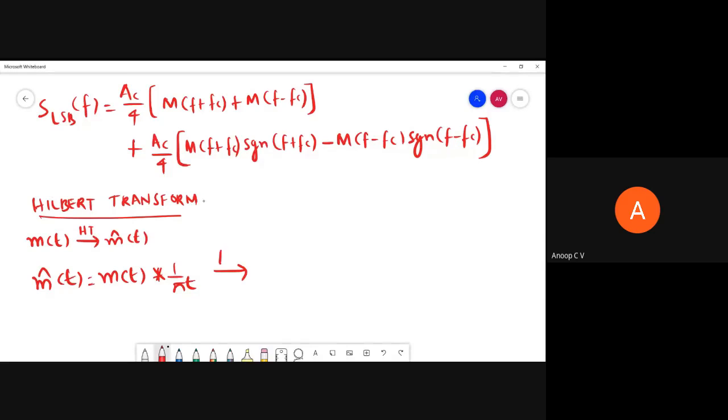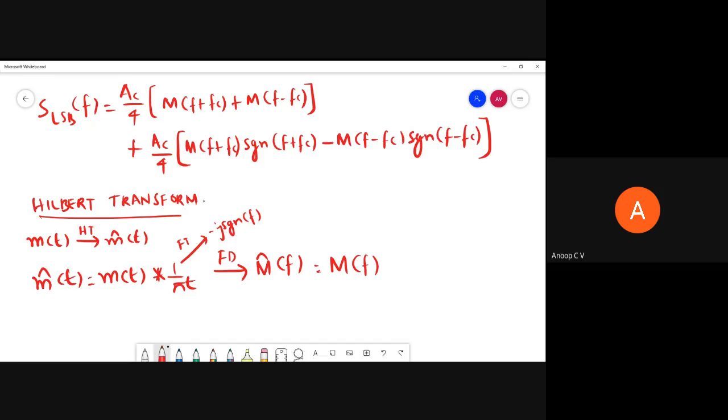In frequency domain, if m cap of f is the Fourier transform of m cap of t, I can write m cap of f is equal to m of f into the Fourier transform of 1 by pi t, which is equal to minus j signum of f. I didn't mention how to prove it. Maybe you can prove it in different ways, but you will study those things in detail in 6th semester. It's not a part of our syllabus. Even then, if you are able to accept it, the Fourier transform of 1 by pi t is minus j signum of f.